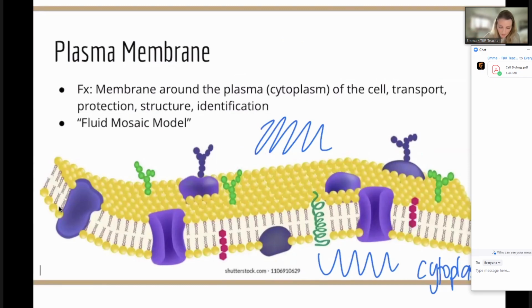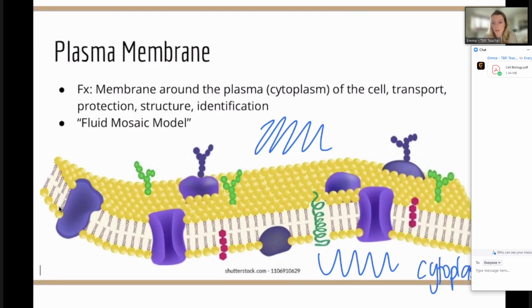I did mention earlier it was called the fluid mosaic model, and fluidity is going to be important as we think about signaling cascades and different channels or transporters in the cell. It's also going to be part of the procedure of programmed cell death. So we're going to keep going.